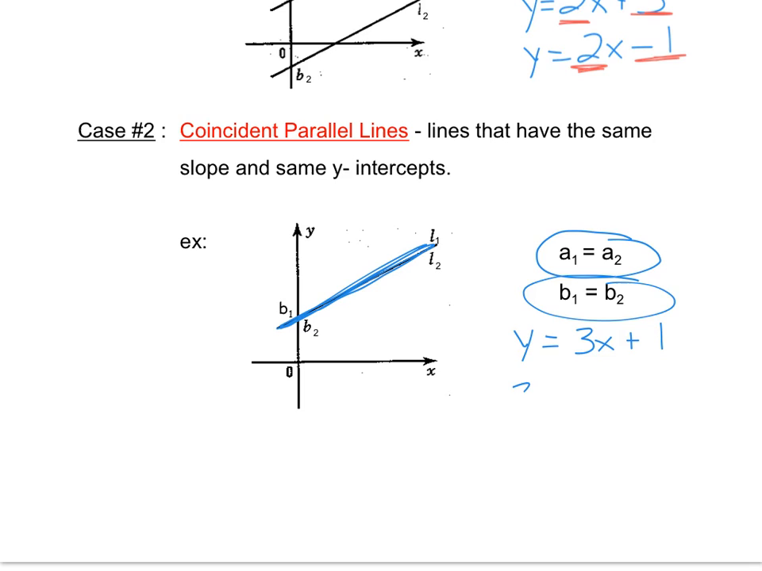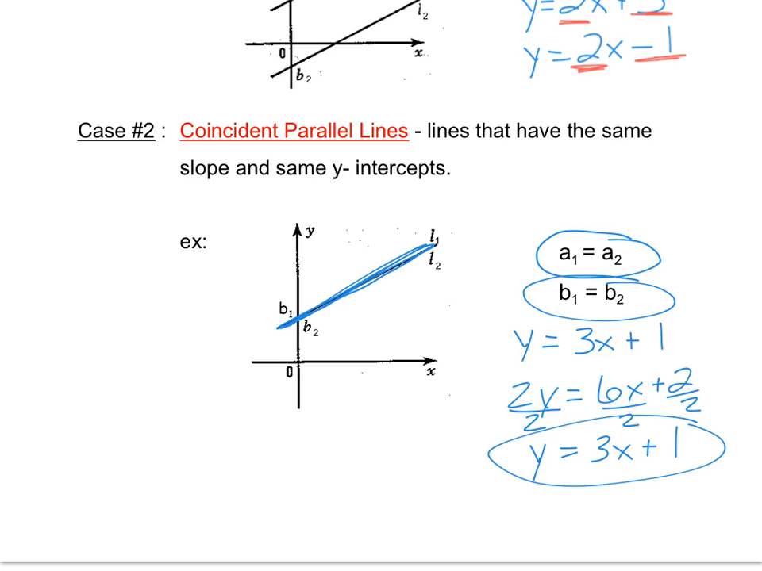And you could also have 2y equals 6x plus 2. So for this second line, it's not in function form, but we know that we can isolate y to put it in function form. And you see once we've isolated y, we divide everything by 2. We end up with both the exact same rule. So it's coincident, meaning they overlap one another, parallel lines.